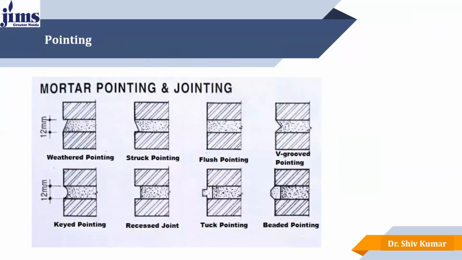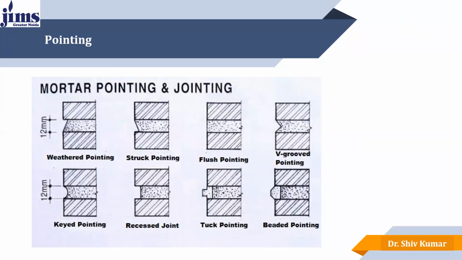Next we come to pointing. This is called the art in construction. When we do not apply any plastering, just to make the surface beautiful, aesthetically good or excellent, we need pointing. Pointing is the process of removal of excess mortar that is coming out from the joint.